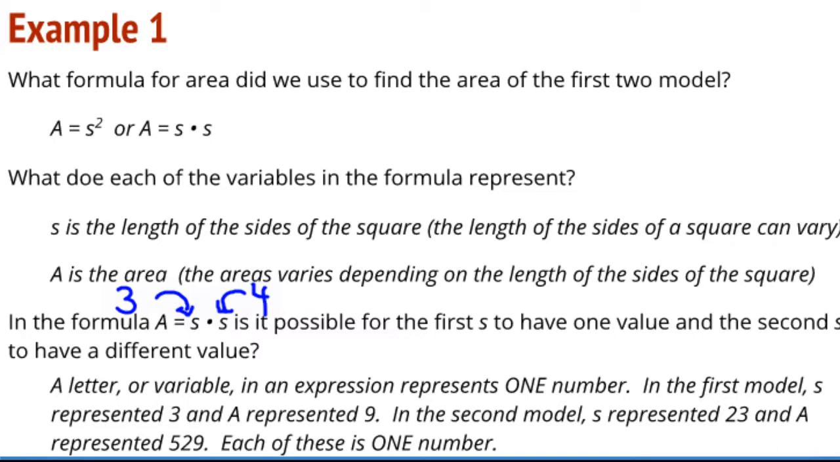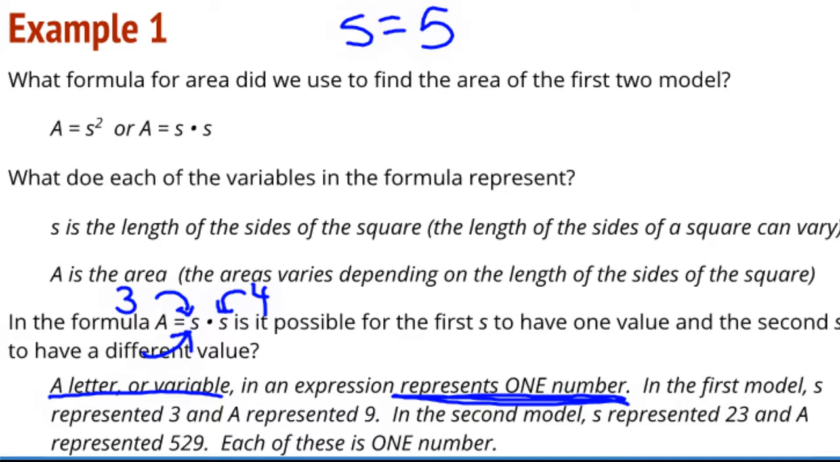To extend that, when we talk about formulas, the letter, the variable, represents one number. So in a formula, the variable S can only stand for one number. So if I say that S is going to be equal to 5, S has to be 5 every time in that formula, every time in that expression. I can't have one of the S's being 3 and another S being 4. S is a value. It represents one number.